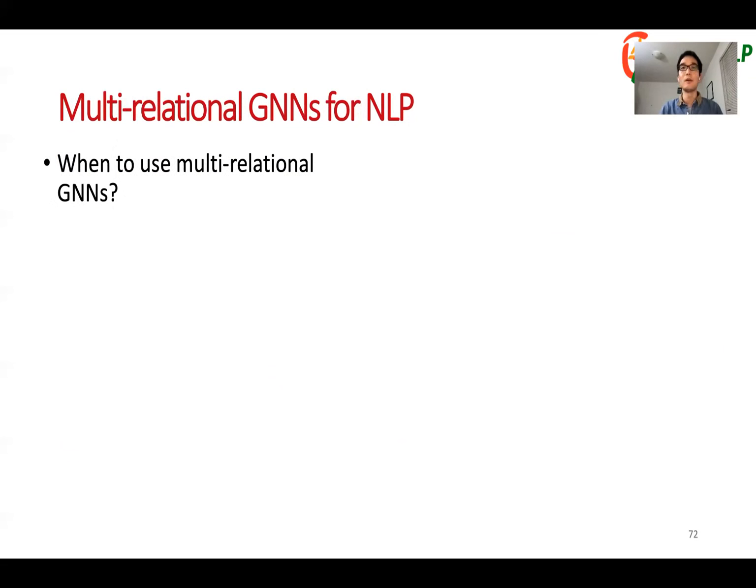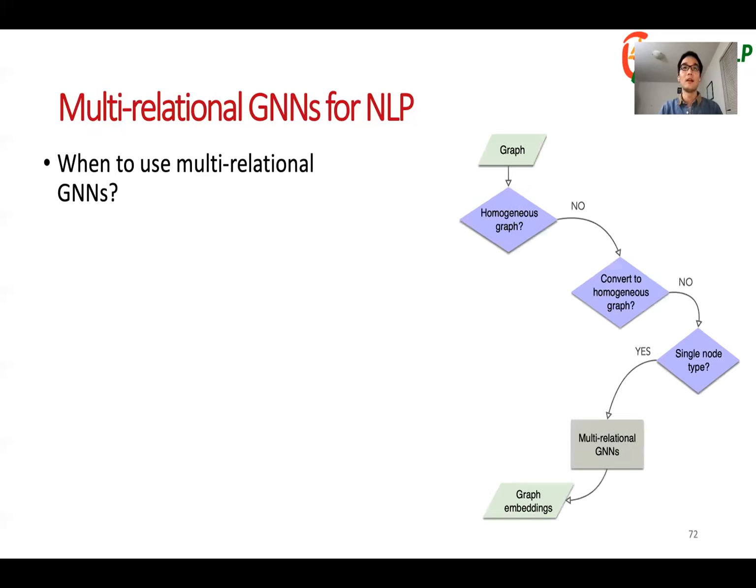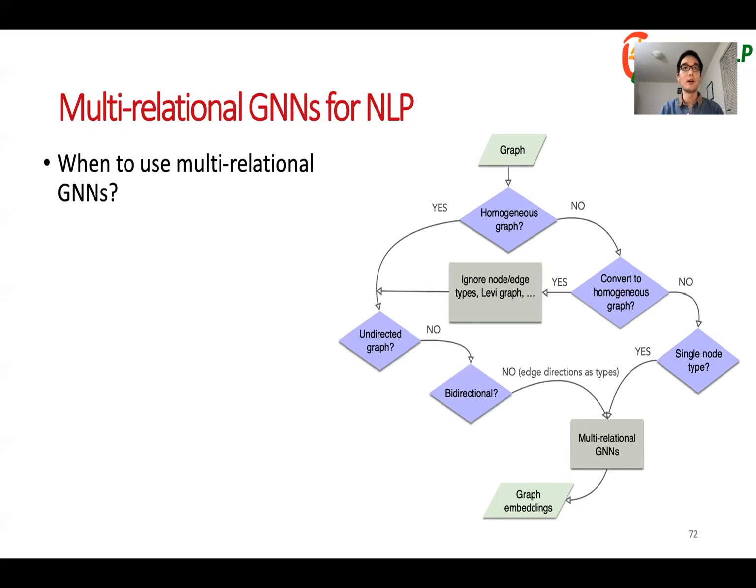Now let's talk about multi-relational GNNs. When to use multi-relational GNNs? Given a graph, if it's not a homogeneous graph and it contains only a single node type, then it's a multi-relational graph. Then we can apply multi-relational GNNs. Or we want to convert it to a homogeneous graph, but it's a directed homogeneous graph, and we want to regard edge direction as edge types. Then we will finally get a multi-relational graph, and we can also apply multi-relational GNNs to the graph.